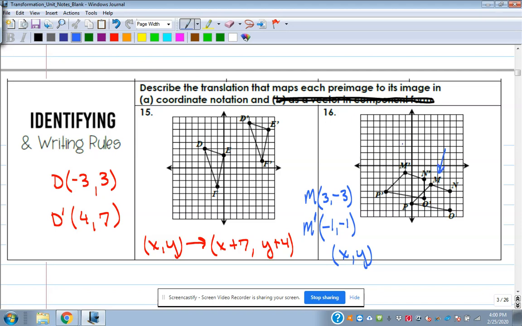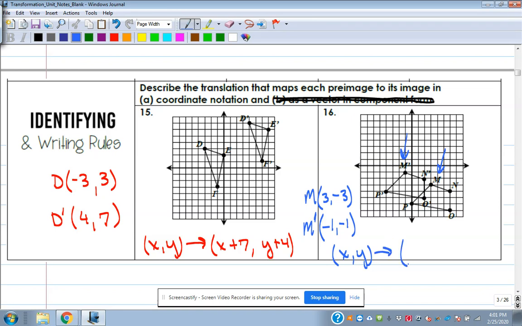Well, what's it in the picture? That's what matters. And it would matter when you go to write your rule, because if you're moving from M to M prime, it's a different rule than moving from M prime backwards to M. It would be the opposite sign there. So yeah, it does matter.